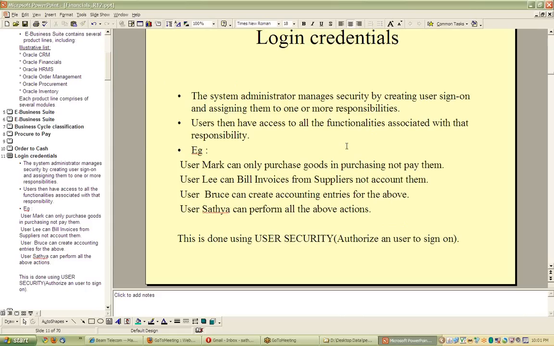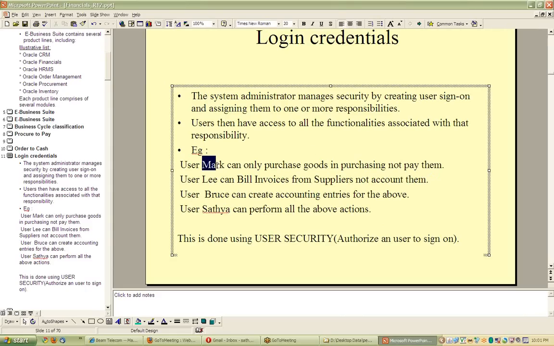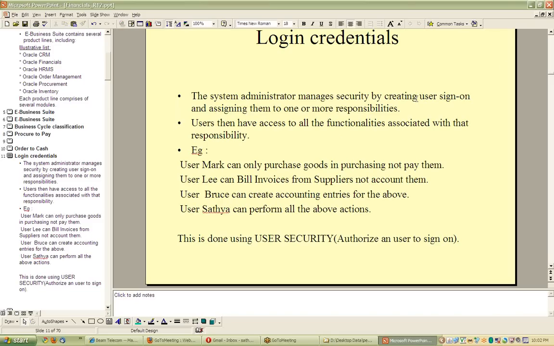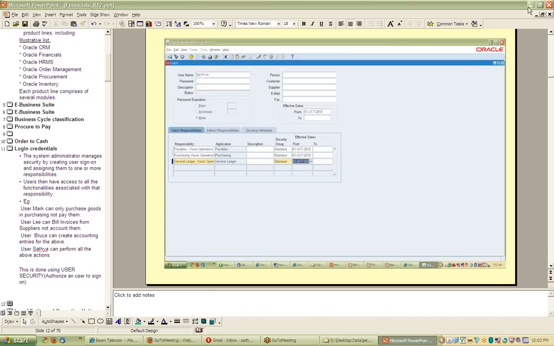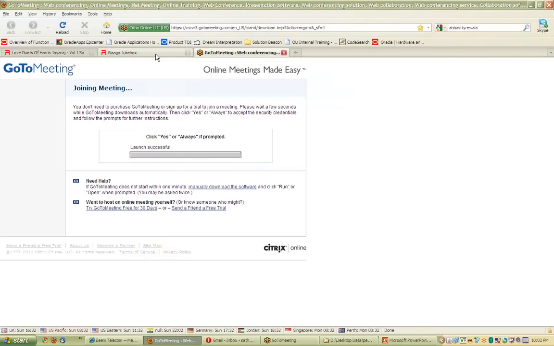Let's say we have users, Mark, Lee, Bruce, and Satya. The administrator can segregate and create user sign-ons. And how is this done? This is done using the system administrator responsibility. Let me just open the application and show you.